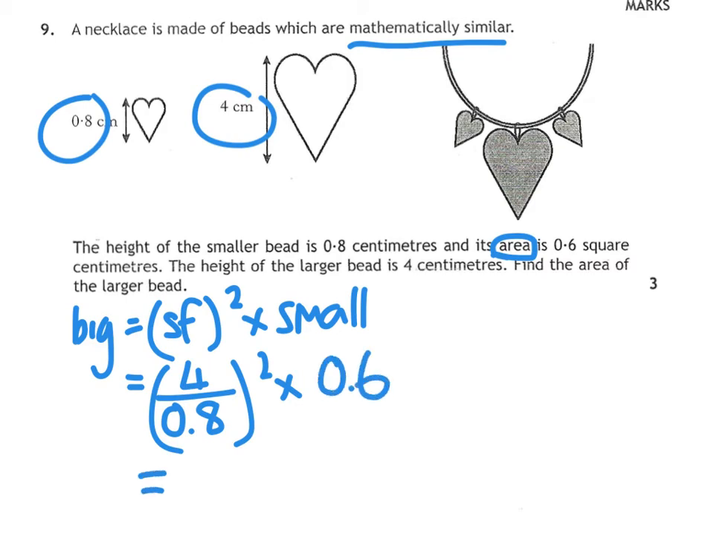And then you can just do that all in one go in your calculator, and work out your answer. There's no need to actually simplify that down. And it gives us an answer of 15. So the big one has an area of 15 square centimetres.